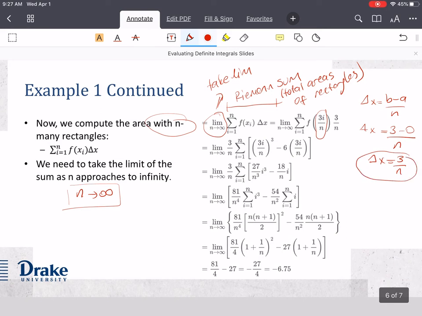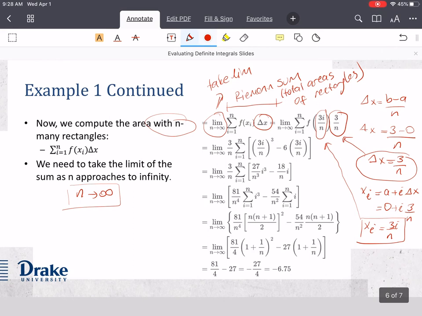And then the way I'm going to find each of xi's, let me write it this way. The way I'm going to find xi's is always a plus i times delta x. So because a is 0, i is the general term, delta x is 3 over n, then xi is always 3i over n. So that's where we're going to plug that in. And you guys notice here we have delta x, which is 3 over n, which is what I just calculated. So the rest is going to be simplification.